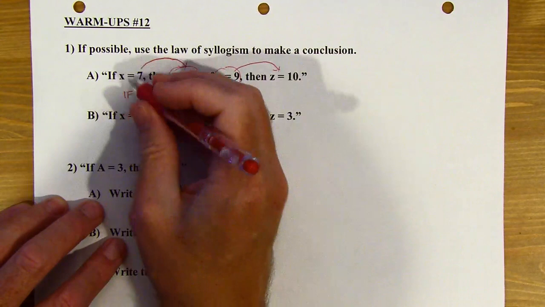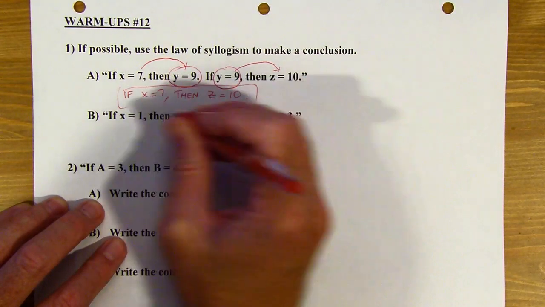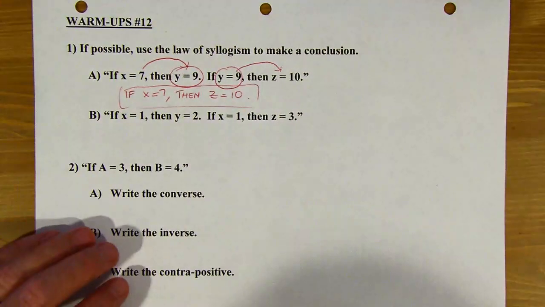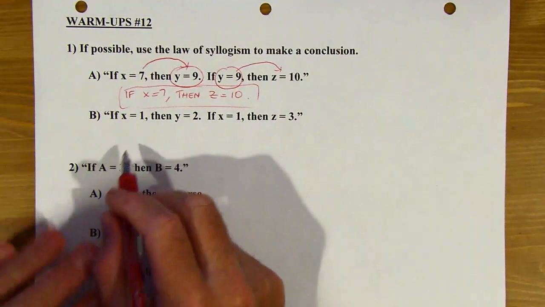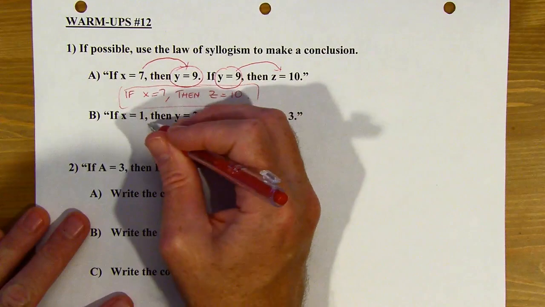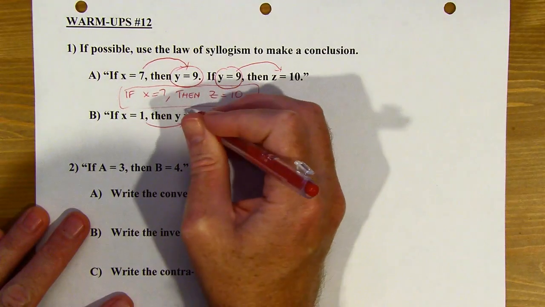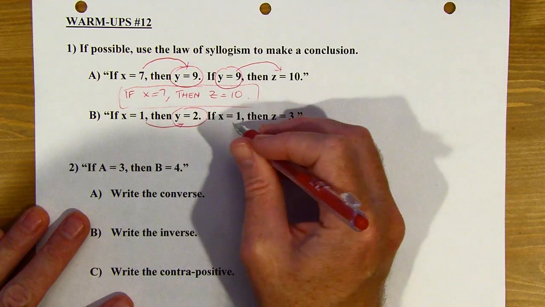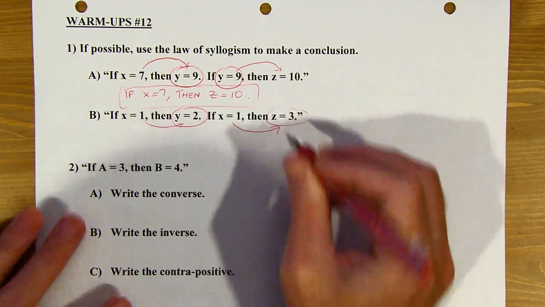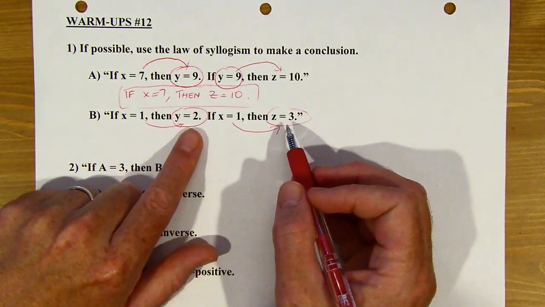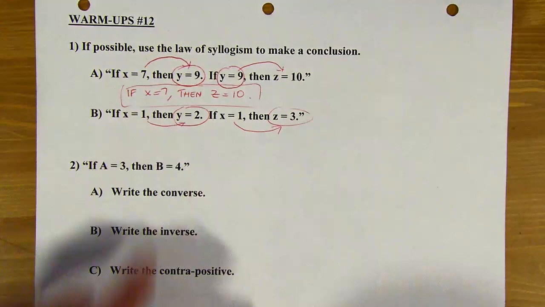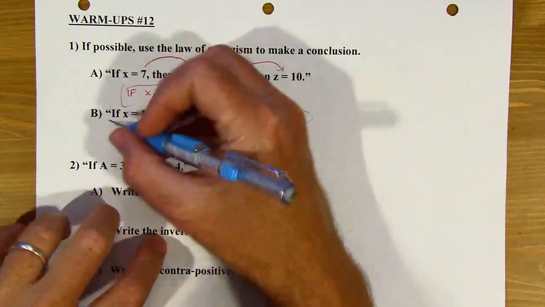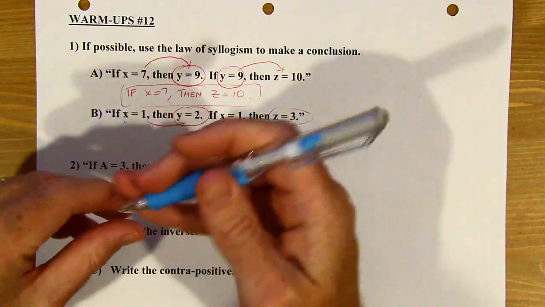Okay, and there is a new conclusion. I just used the law of syllogism to get that. Okay, all right, next up, let's try it again. If x equals 1, then y equals 2. All right, and if x equals 1, then z equals 3. I just circled those, but I don't know why I did that. But I'm looking for matching pieces, okay? And I do have some matching pieces.